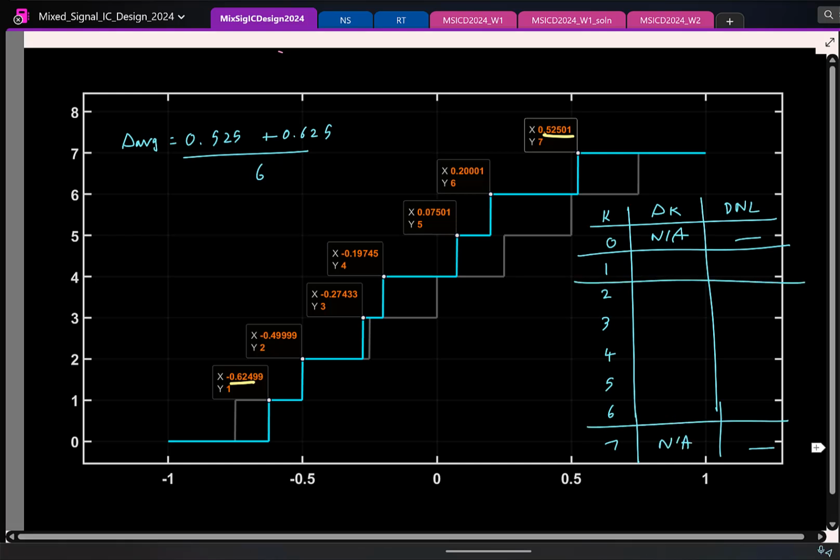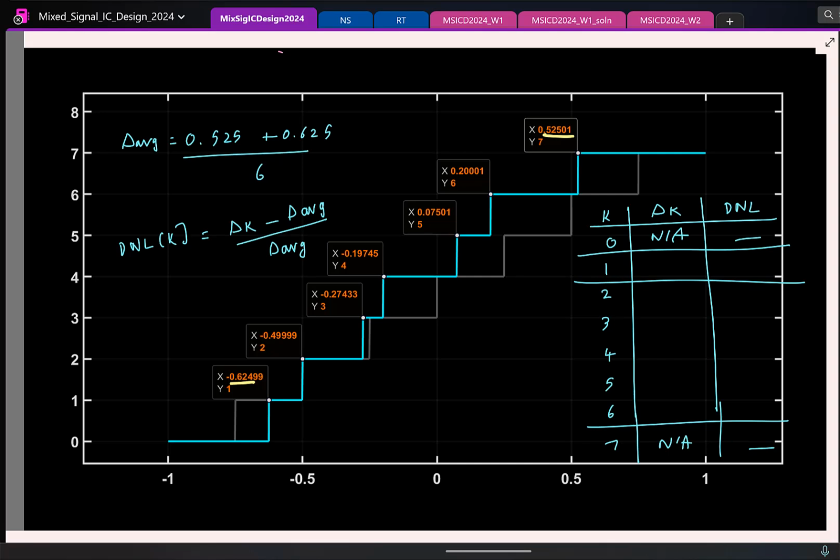And for the rest, you can find it now. You know delta average, and DNL for each code you find as delta for the particular code minus the average one. Yeah, that's what is done. Fine.